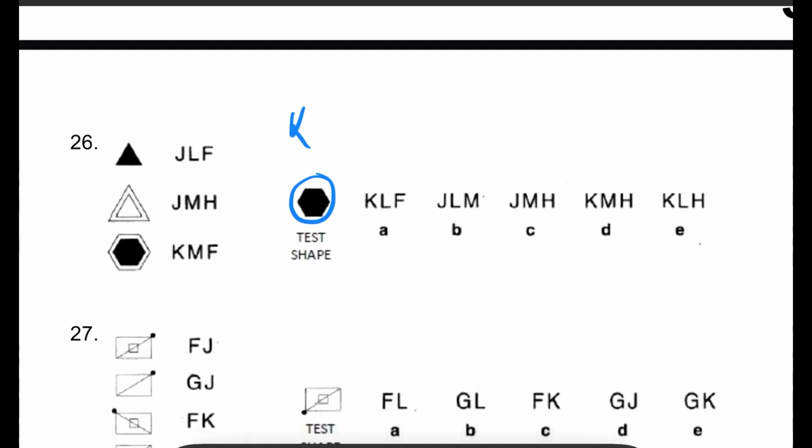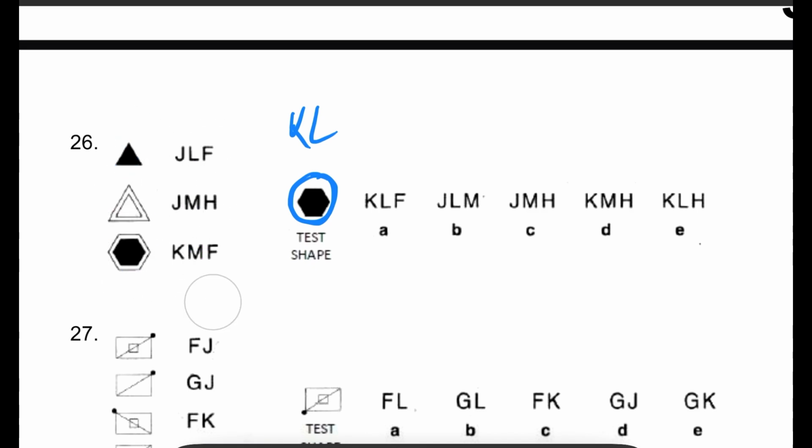Now to the second letter. These two both have an M as the second letter, and as you can see, they both have two shapes, one shape inside of the other, whereas this is just one shape and this is just one shape. So the second letter here is an L, the second letter here will be an L.